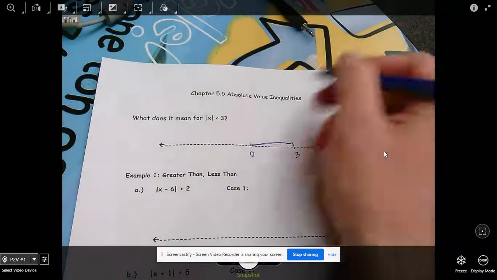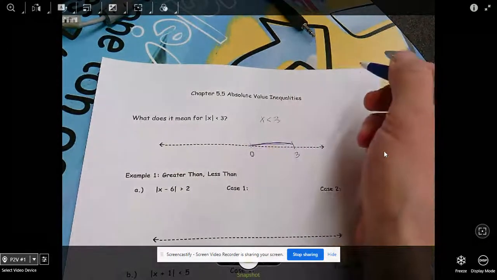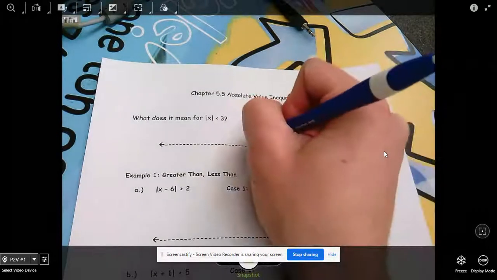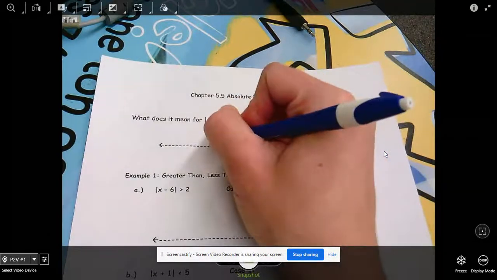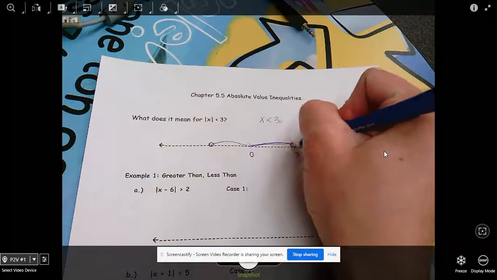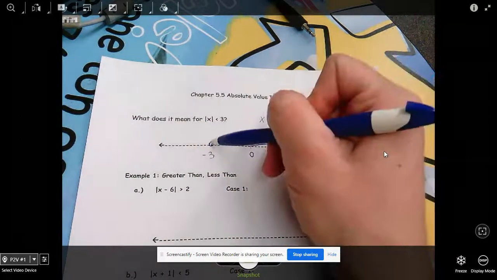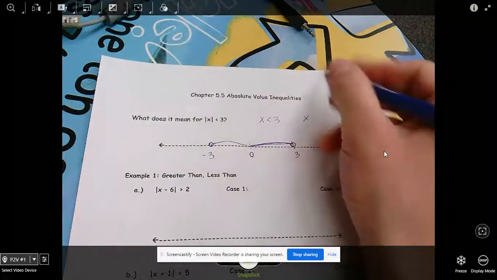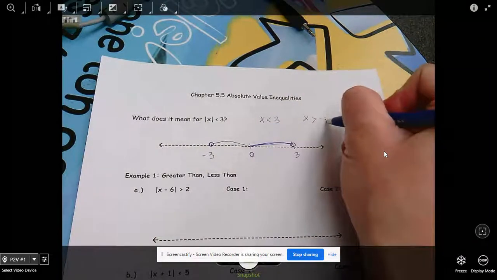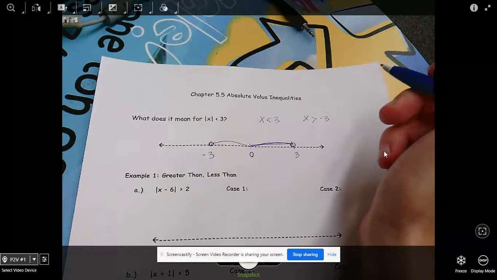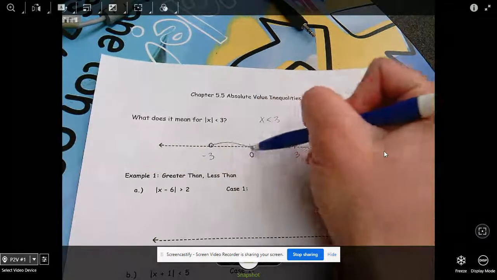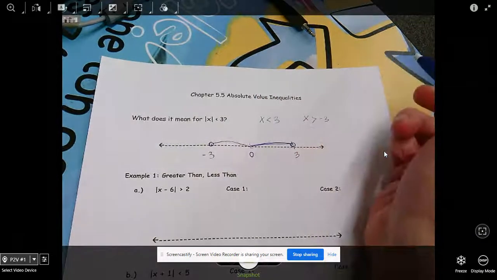It also means that if we had a distance of 3 and less this way, you'd be all numbers that are actually greater than negative 3, up to 0. So you're greater than negative 3, but you're less than the number 3.